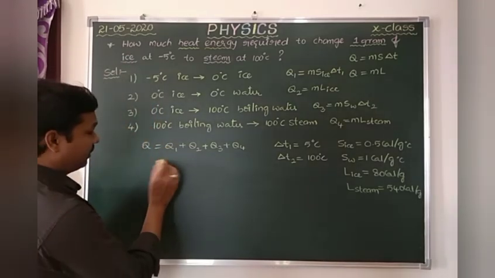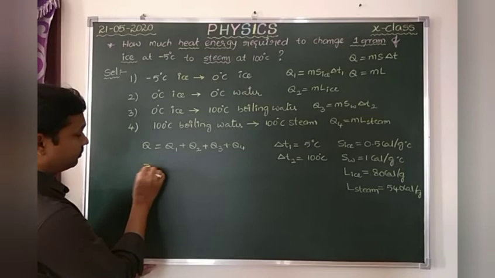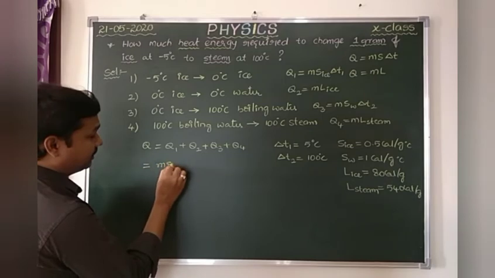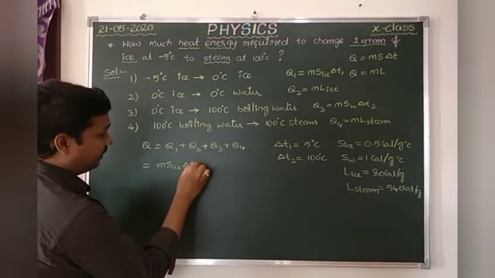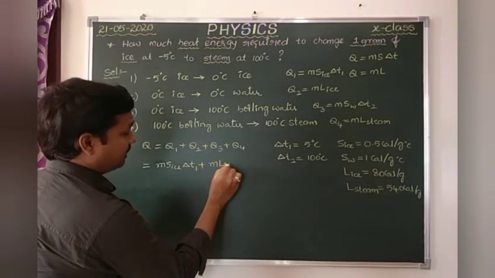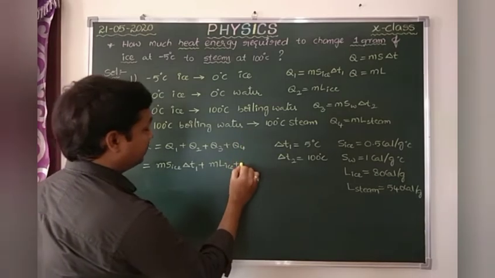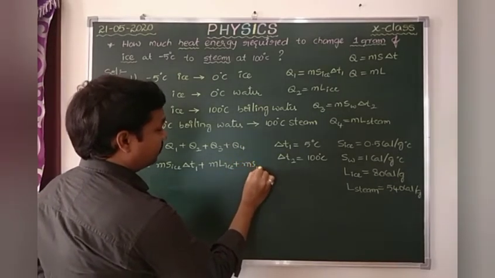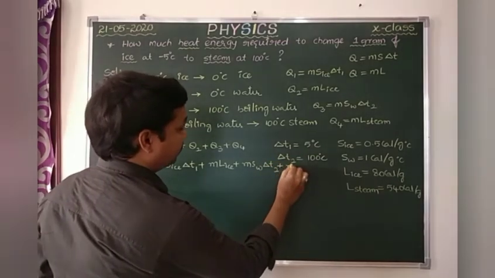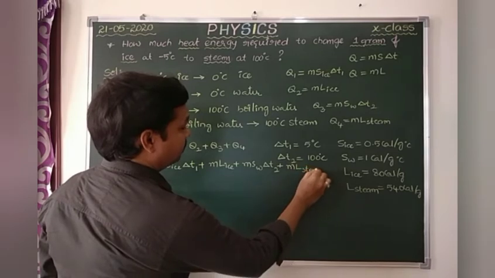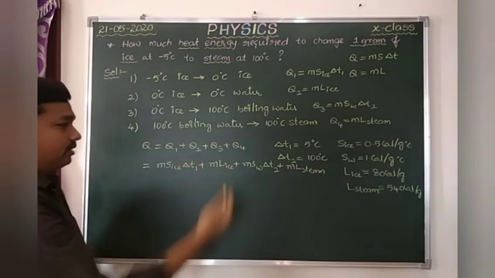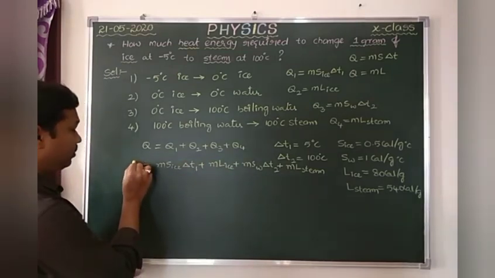Then I'm going to write the formula here, substituting all the formulas in this equation: ms ice delta T1, which is Q1, Q2 value ml ice, plus third equation ms water delta T2, plus fourth equation ml steam. These are the four equations we have. I substituted the four equations in this to find the total amount.